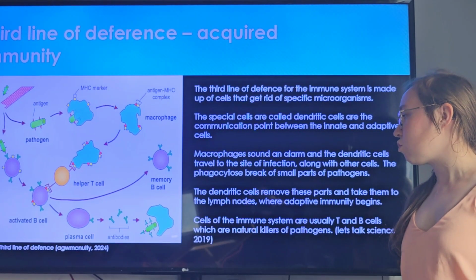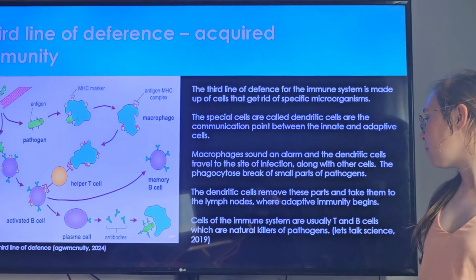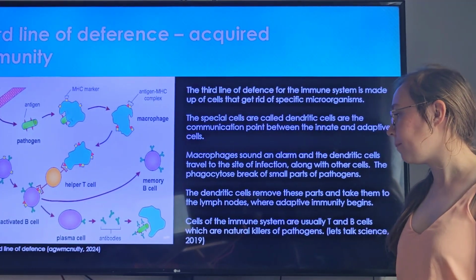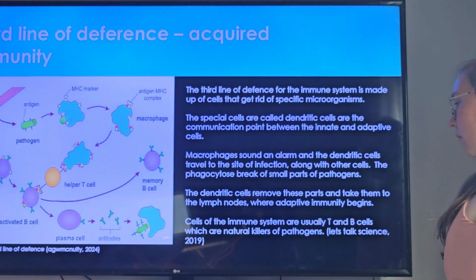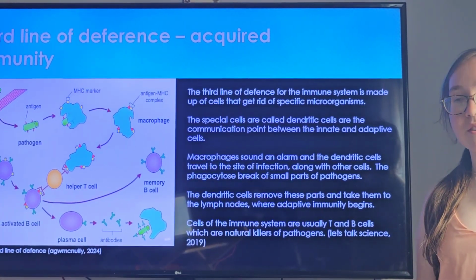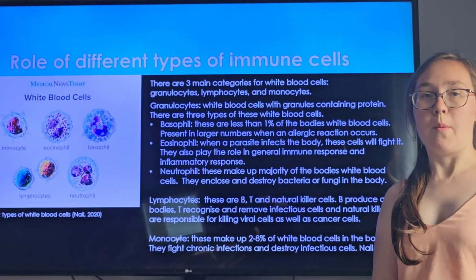The dendritic cells remove these parts and take them to the lymph nodes, where adaptive immunity begins. Cells of the immune system are usually T and B cells, which are natural killers of all pathogens. Role of different types of immune cells.